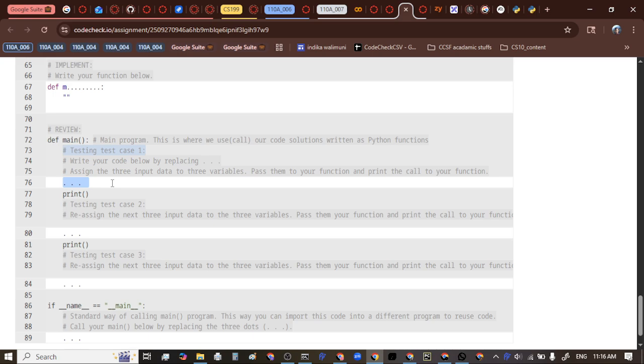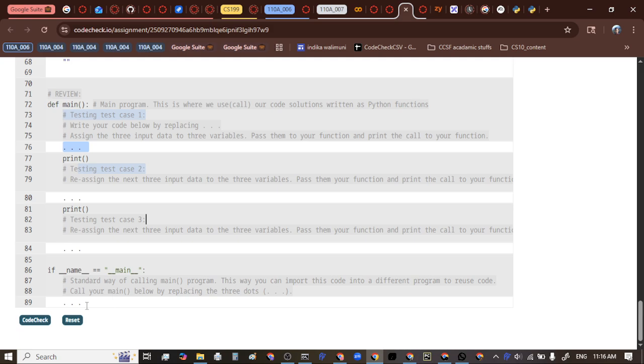So that's why. Okay, and here test case 2, test case 3, right? See, I'm really explicit, right? And then you know what to do. Okay, and then right here, what do we call right here? Should be main, right? And that also I have given, line 88.